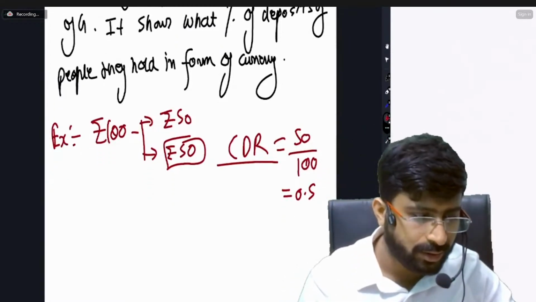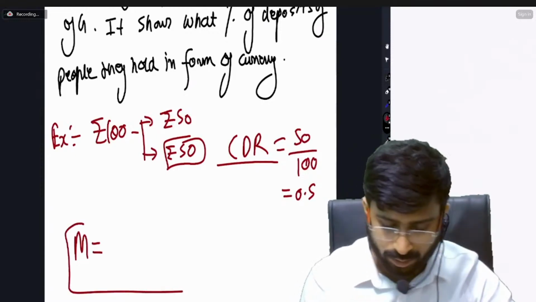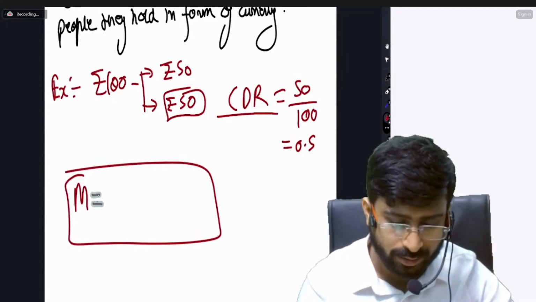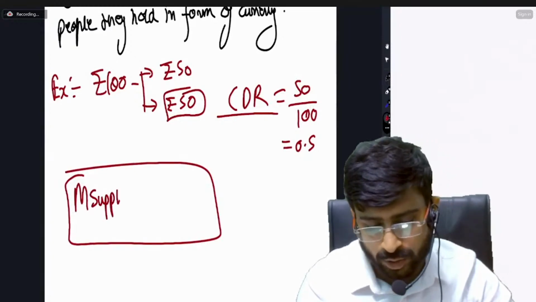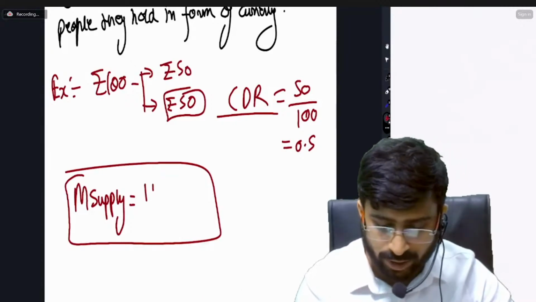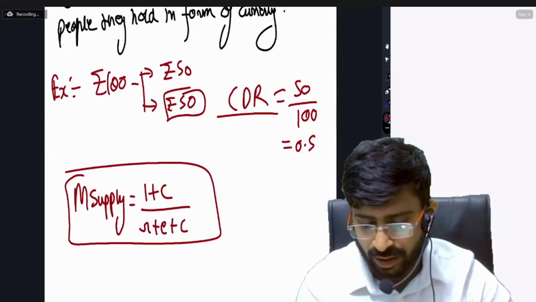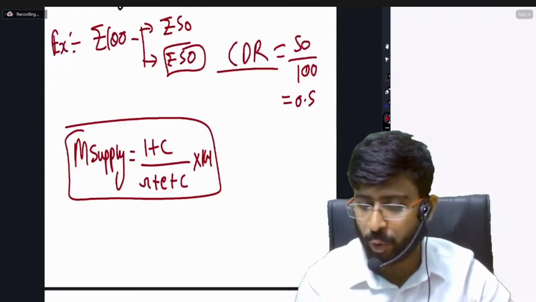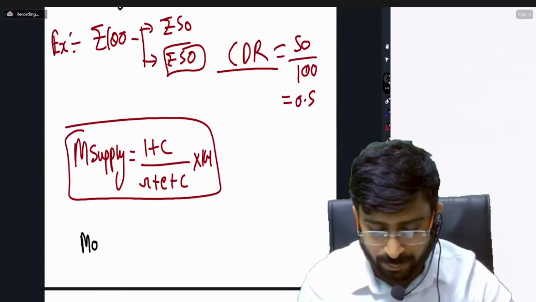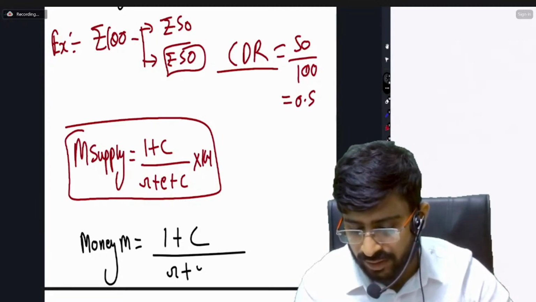So friends, money supply is equal to the money multiplier times H. Total money supply, if you have to find it out, is equal to (1 plus C) by (R plus E plus C) into H. But if you want the money multiplier only, then it is (1 plus C) by (R plus E plus C).